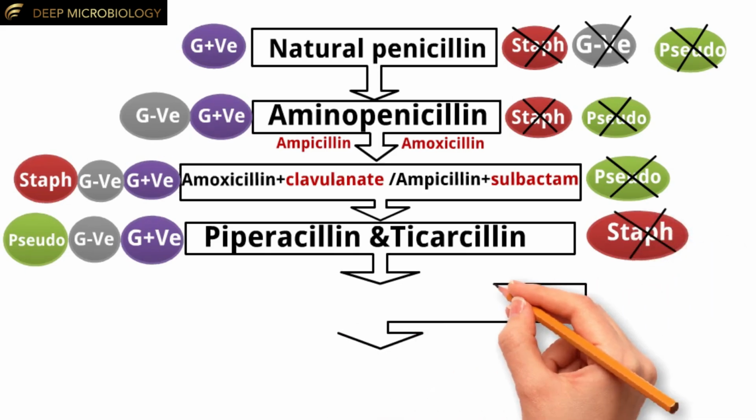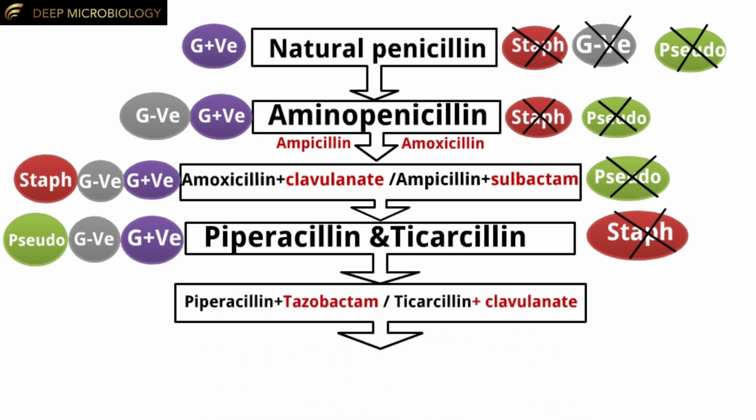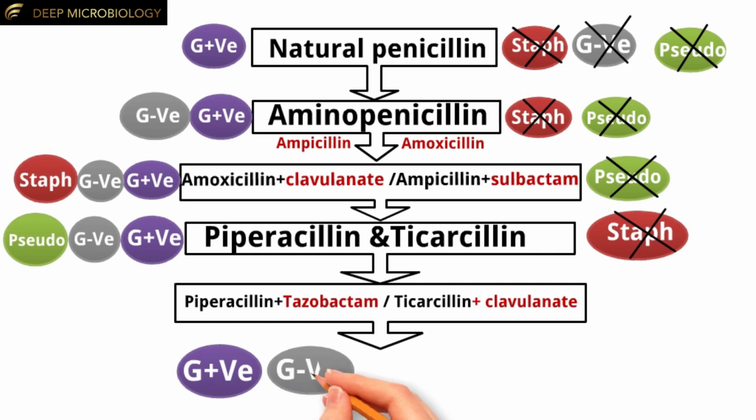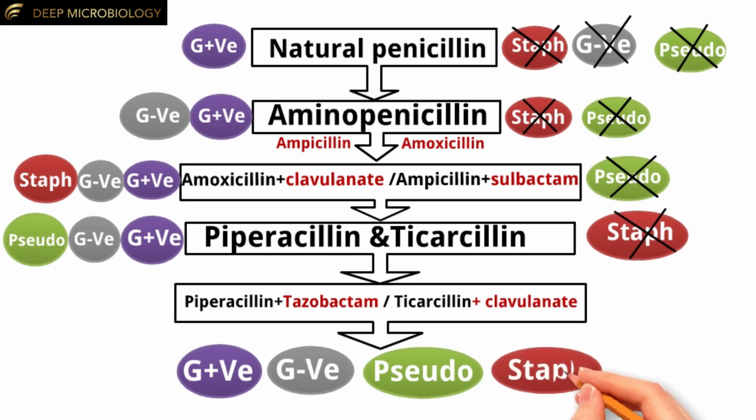The latest development in extended-spectrum penicillins addresses all resistance issues by combining piperacillin and ticarcillin with beta-lactamase inhibitors. Piperacillin with tazobactam, known as Zosyn, and ticarcillin with clavulanate, known as Timentin, provide broad-spectrum coverage, effectively treating gram-positive bacteria including Staphylococcus, gram-negative bacteria, and Pseudomonas.